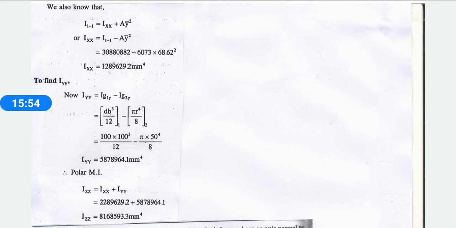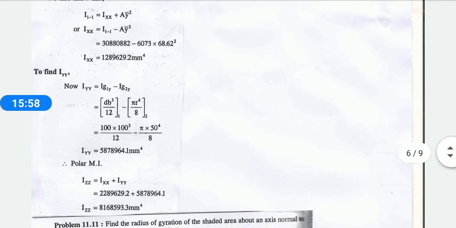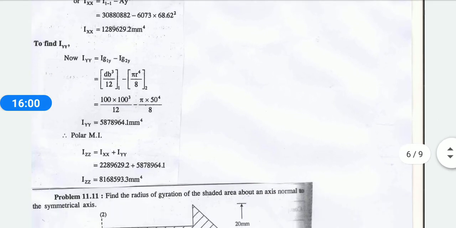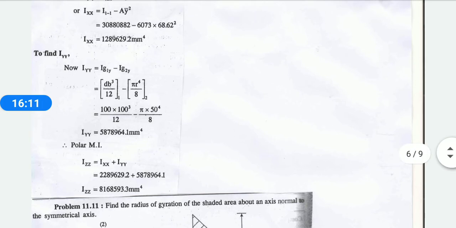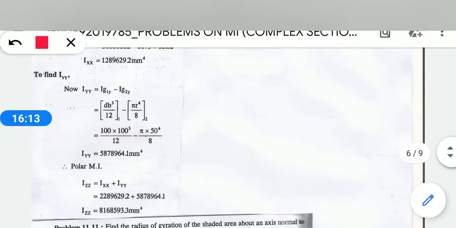If you are familiar with the table method, do the table and get your Iyy value, so that your polar moment of inertia will be equal to I of xx plus I of yy. That is what we got as the answer, 8168593.3 mm power 4. Got it? There are two methods of doing.